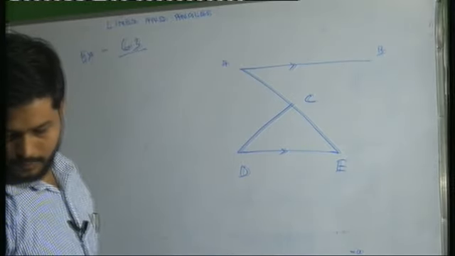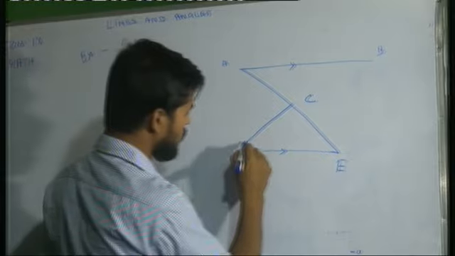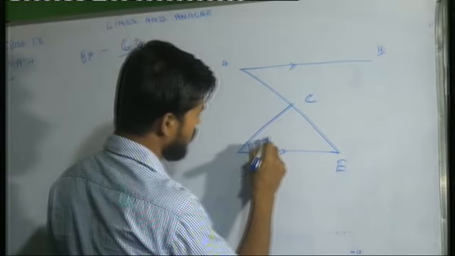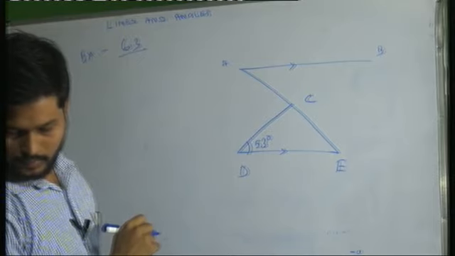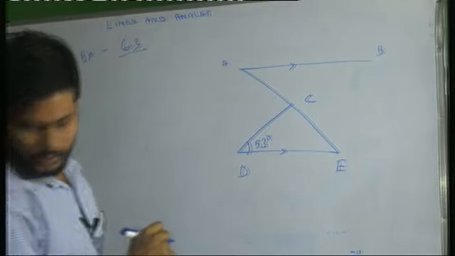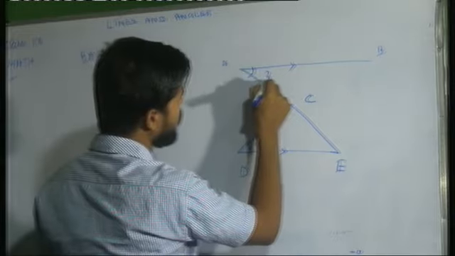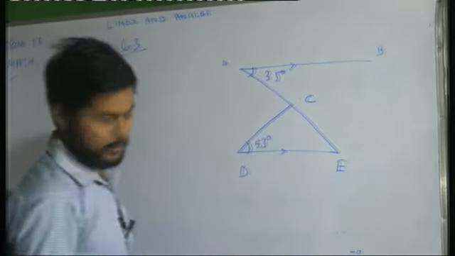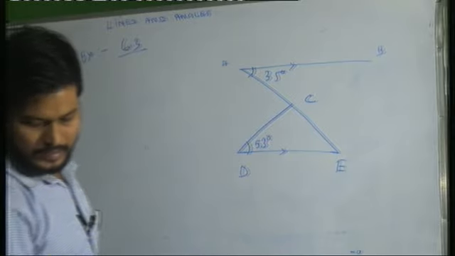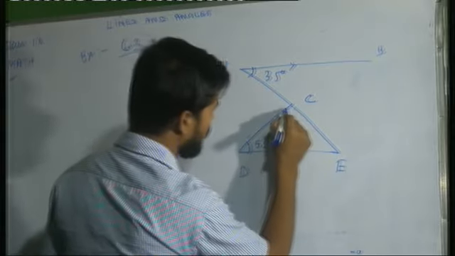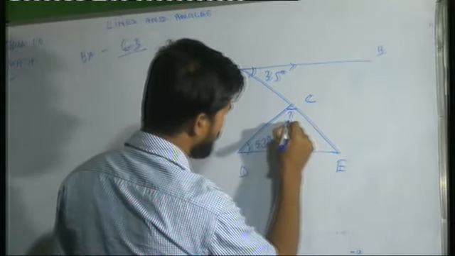Angle CDE is equal to 53 degrees, and angle BAC is equal to 35 degrees. What we have to find is the value of angle DCE. We have to find the value of this angle.